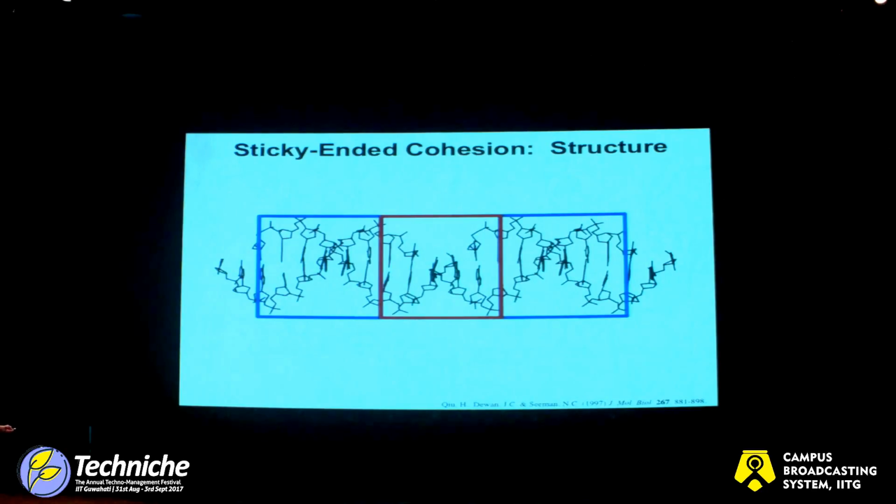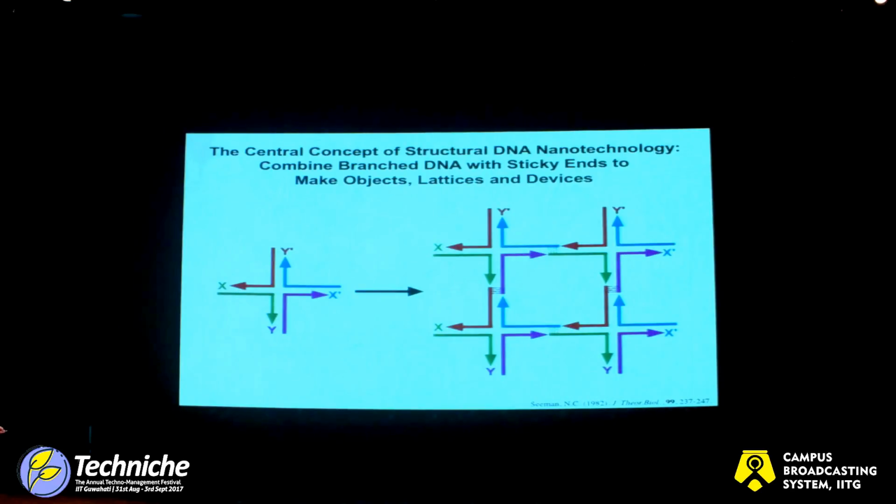And as a consequence, not only do we know that there's affinity between these 2 molecules, there are lots of kinds of affinity interactions. We actually know what the structure is at the end. That's very powerful. So in order to sort of introduce the whole notion of structural DNA nanotech, we're going to combine these 2 ideas, branched DNA and sticky ends.